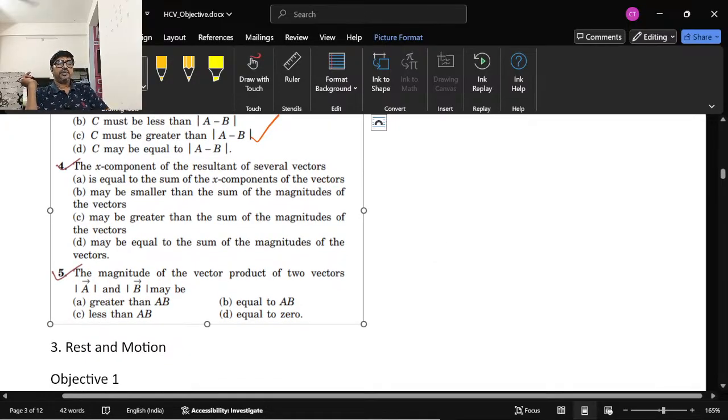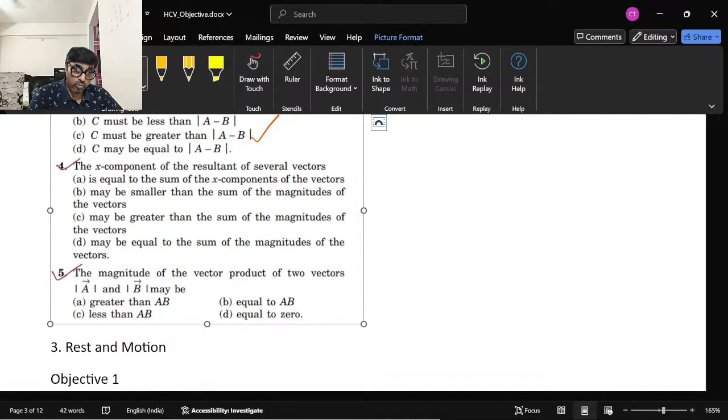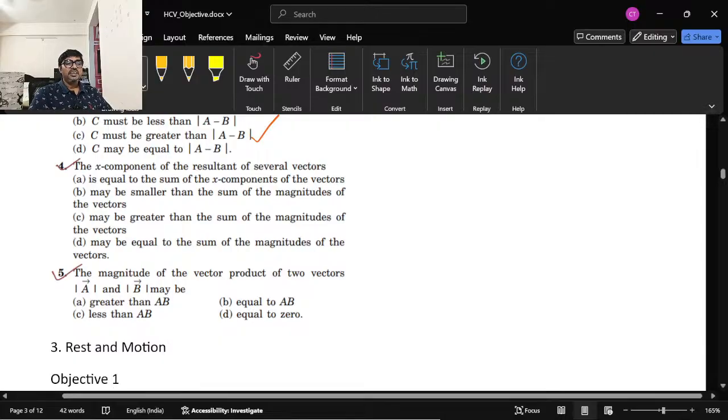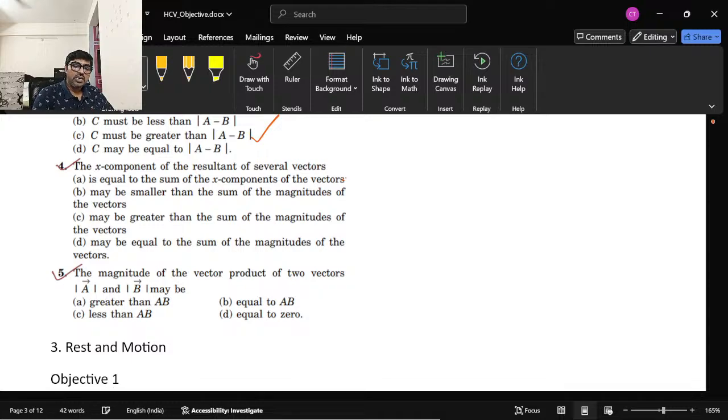Next, the x component of the resultant of several vectors is equal to the sum of the x components of the vectors. That is true. Next, Rest and Motion, objective 1. Components you just add, you will get the resultant component. Correct. May be smaller than the sum of the magnitudes of the vectors. Very much possible.